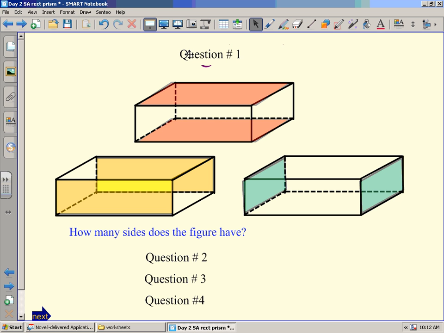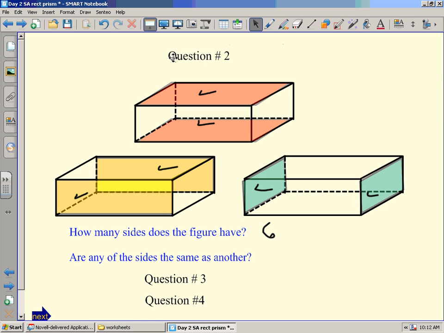Well, we can go through and look. We have our top and our bottom. We have the front and this back side, and we have a left and a right. So this has 6 sides to it. Okay, hopefully fairly easy to see. Question 2. Are any of those sides the same as another one of the sides?